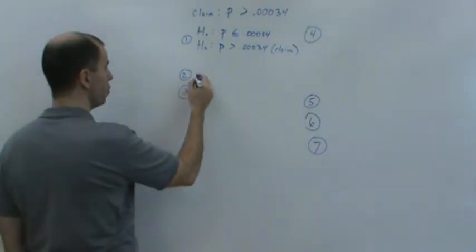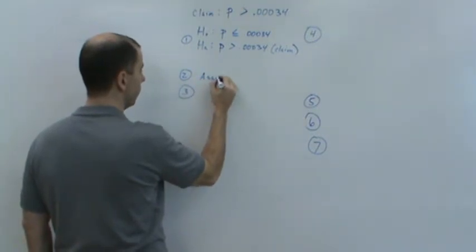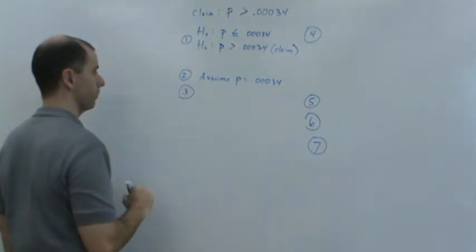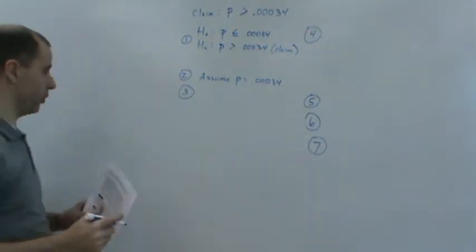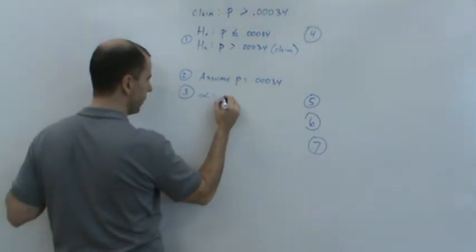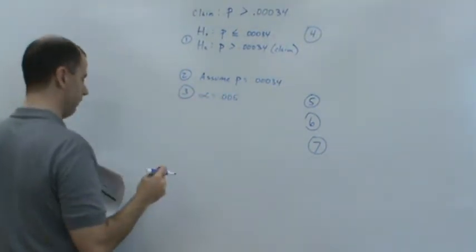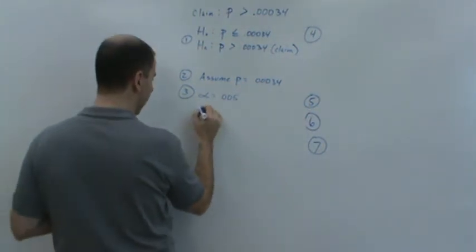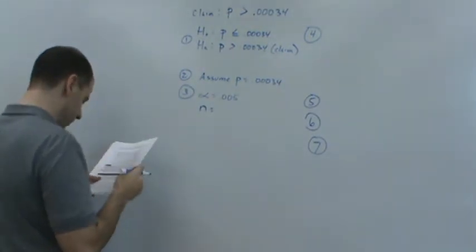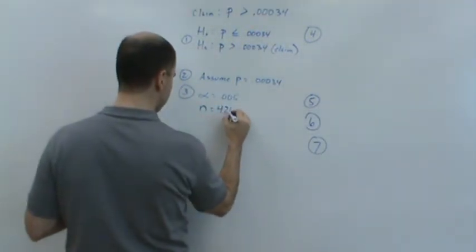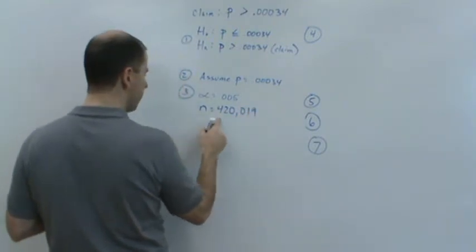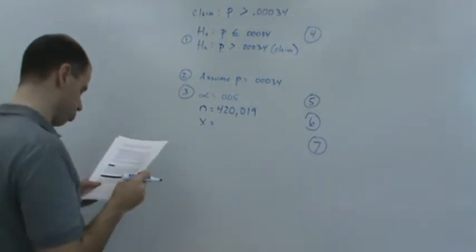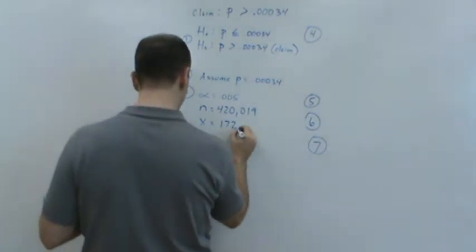So again, we're going to assume that the null is true, so we're going to assume that p is actually equal to 0.00034. And so now what's the information? Here's the alpha level, 0.005, a very small alpha level. What else do we know? We know n. N is 420,019. Of this sample size, how many developed brain cancer? 172.